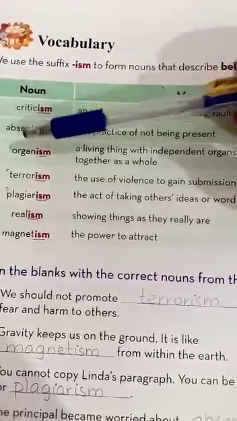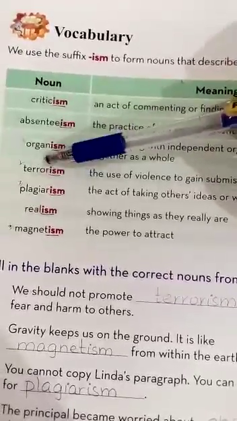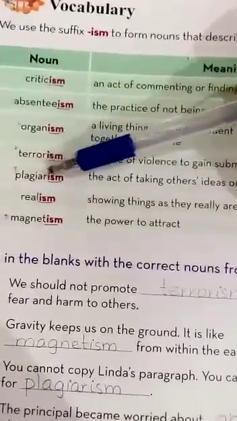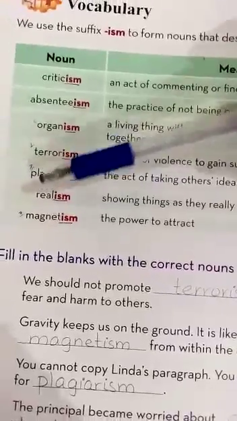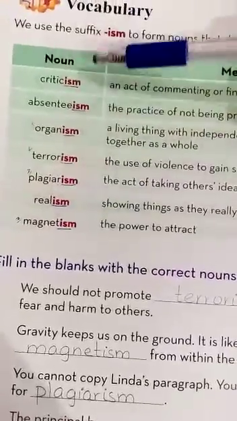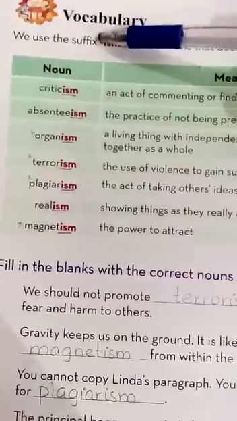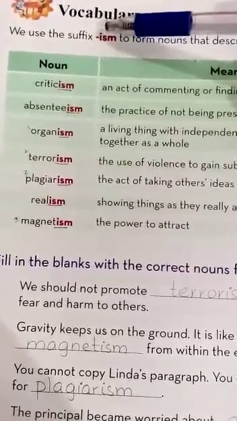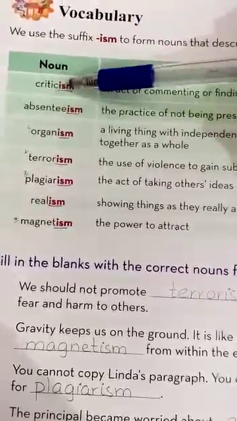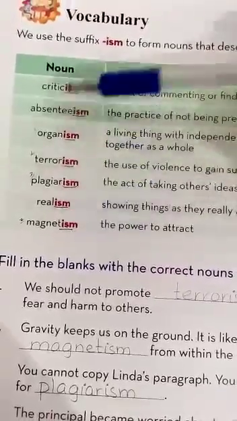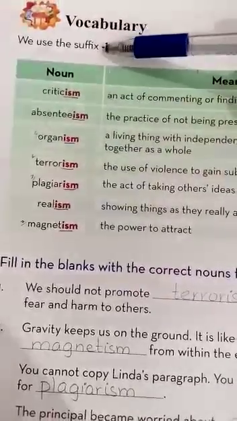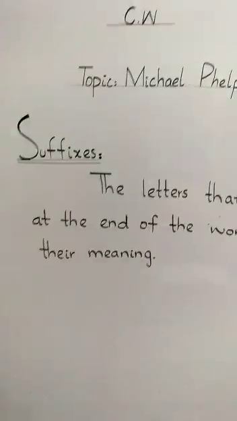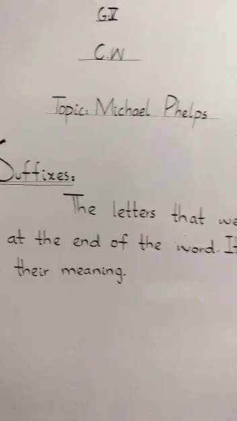Absenteeism, organism, terrorism, plagiarism, realism, and magnetism. So what is the suffix that we are going to read about? ism. So we will put it at the end of the words to change their meanings. It's called a suffix. Now let's move to the topic.